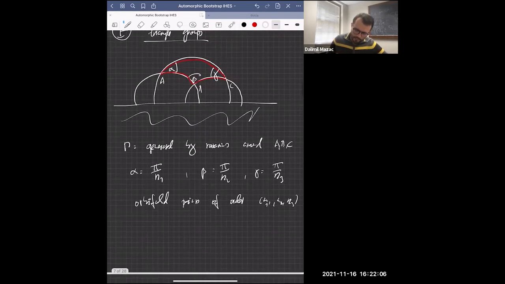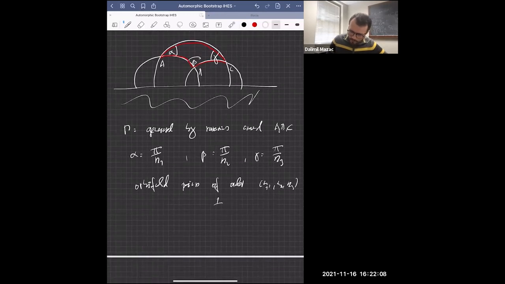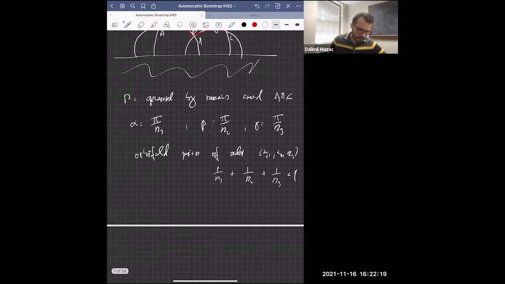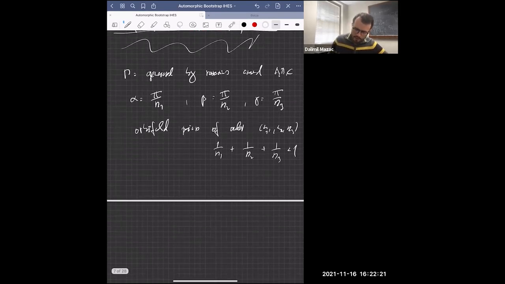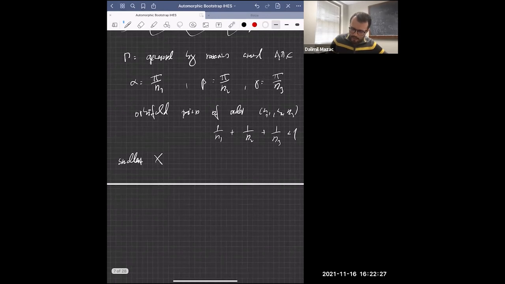Okay, and by the way, this only makes sense when the area of the triangle is positive, which is the case when 1 over n1 plus 1 over n2 plus 1 over n3 is smaller than 1. And then you can ask yourself, what is the smallest such triangle? And the smallest such triangle, in terms of the volume, is the one corresponding to n1, n2, and n3 being 2, 3, 7.